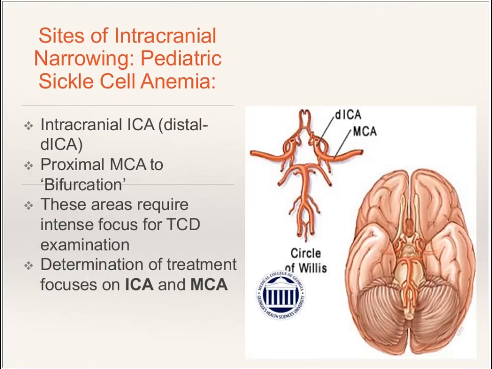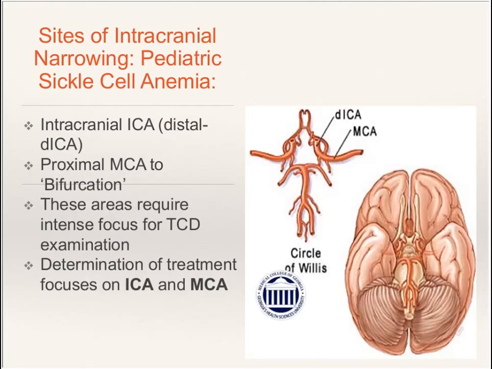So what are the sites of intracranial narrowing in children with sickle cell anemia? Well, as I mentioned earlier, the intracranial internal carotid, or what we call the distal ICA or DICA, and the proximal middle cerebral artery, which is just at the origin from where the internal carotid bifurcates or branches into the middle cerebral and the anterior cerebral.